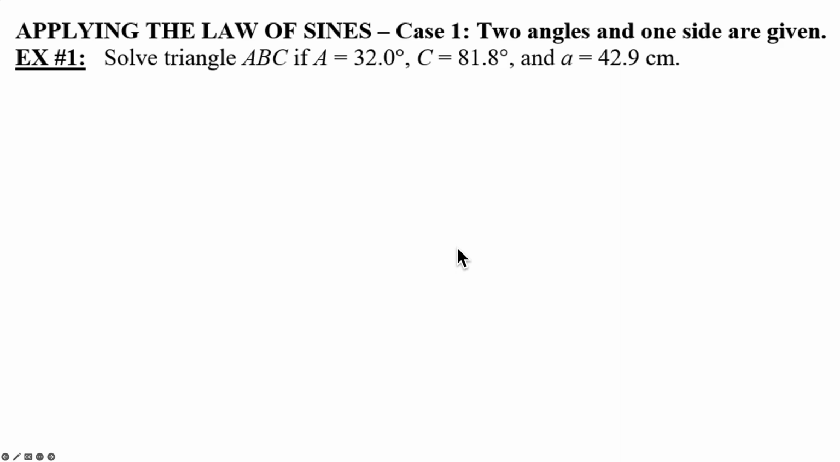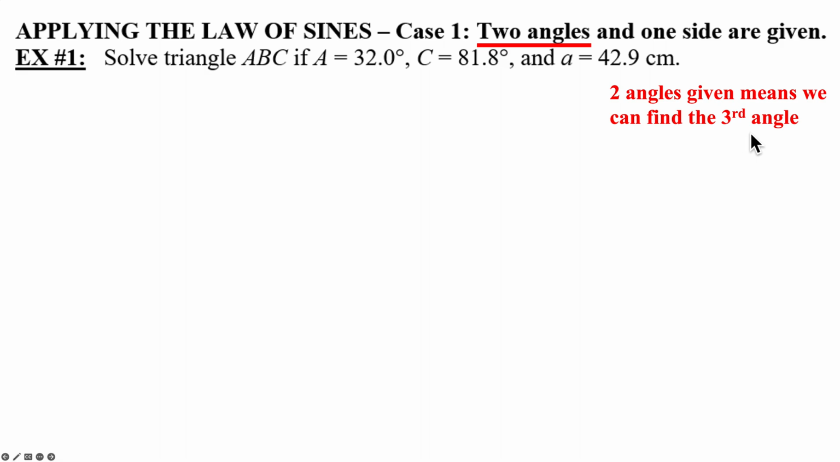So let's look at an example. Case 1, 2 angles and one side are given. All right, so as soon as you're given 2 angles, you immediately find the third angle. We all know that all 3 angles of a triangle must sum up to be 180 degrees. So 180 minus 32 minus 81.8, 66.2 degrees. We got it. We have all 3 angles.